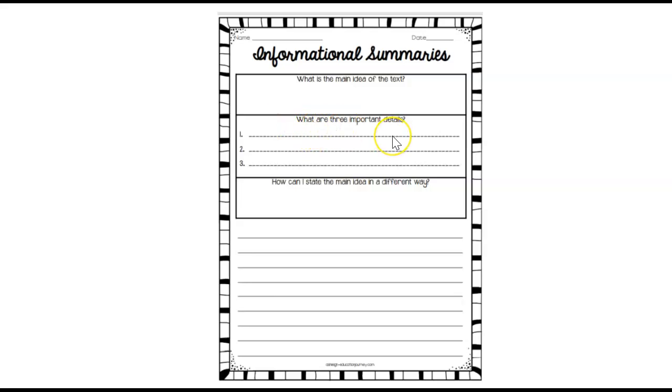And then, what are the three important details? Well, you're going to look in that text and you're going to find, and these are often your subtitles underneath your title, and it might say, how to take care of a yellow lab, what do yellow labs eat, what kind of jobs do yellow labs work at? And those are your three important details.